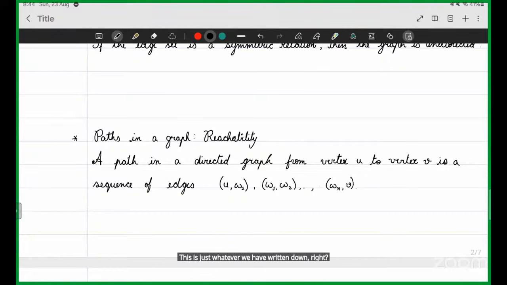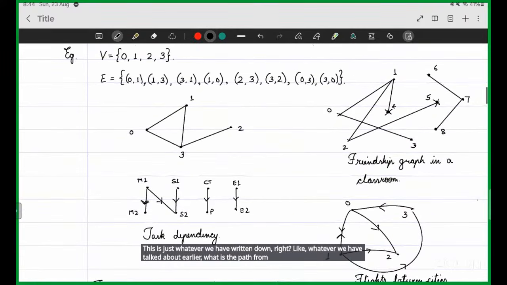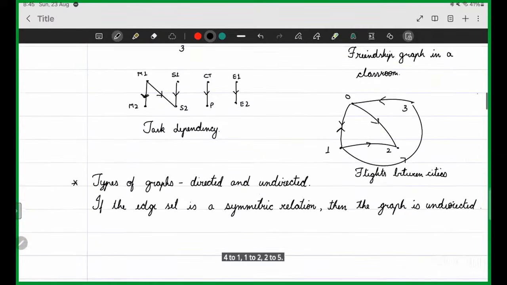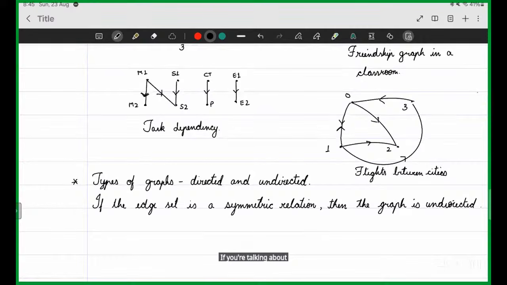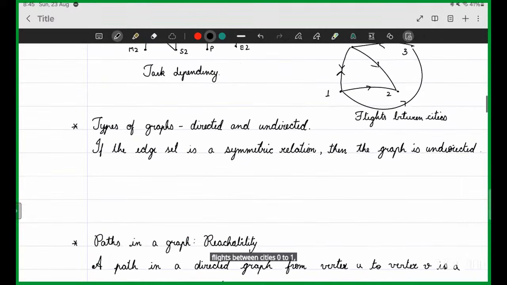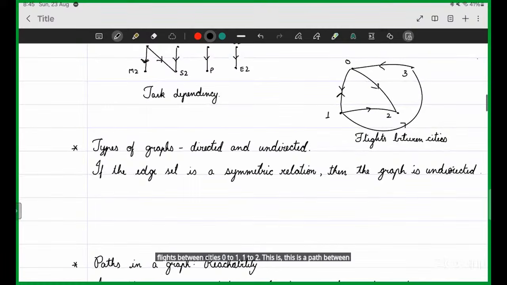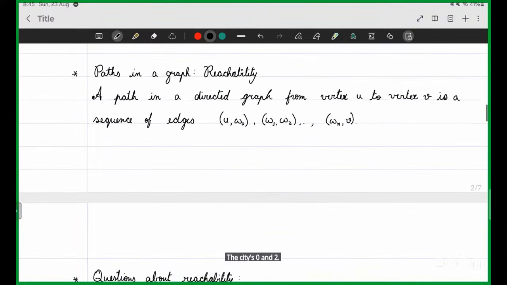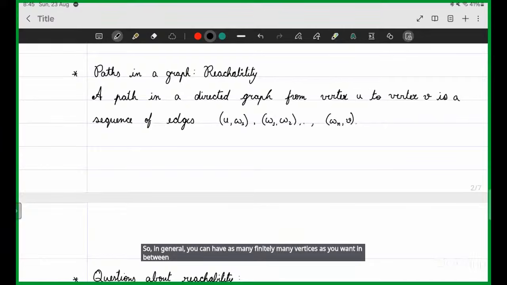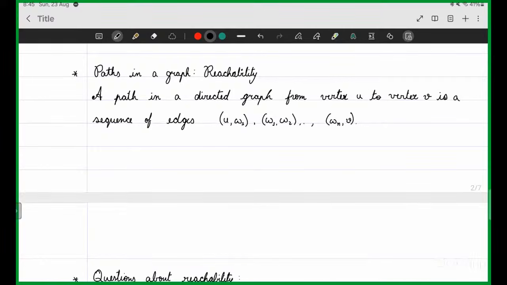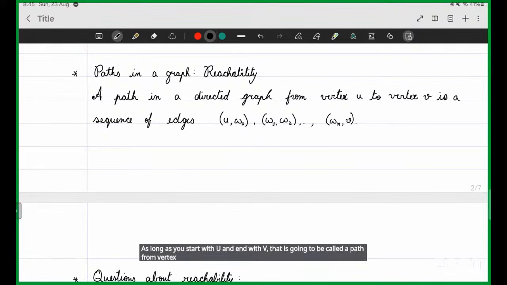Like whatever we had talked about earlier. What is the path from this friend 4, the person 4 to person 5? We went from 4 to 1, 1 to 2 in the friendship graph I'm talking about now. 4 to 1, 1 to 2, 2 to 5. If you're talking about flights between cities, 0 to 1, 1 to 2, this is a path between the cities 0 and 2. So in general, you can have finitely many vertices as you want in between, as long as you start with U and end with V. That is going to be called a path from vertex U to vertex V.